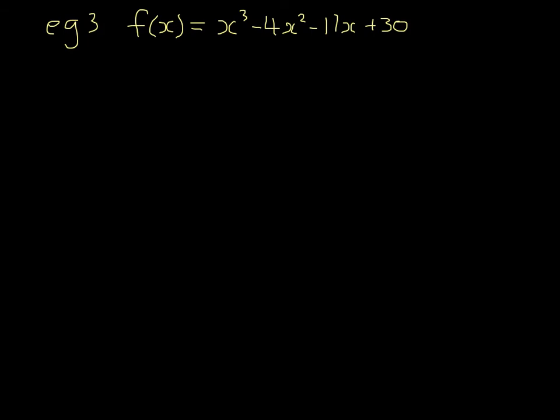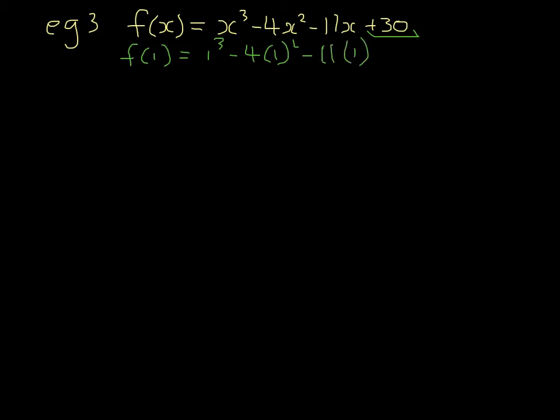Okay, so again we're going to be looking at factors of positive 30. So I'm going to start with trying x equals 1. f(1) equals 1 cubed, take away 4 by 1 squared, take away 11 by 1.